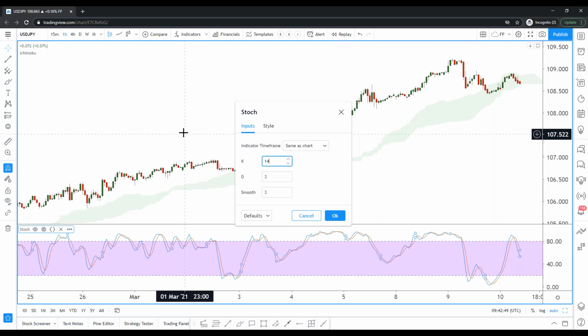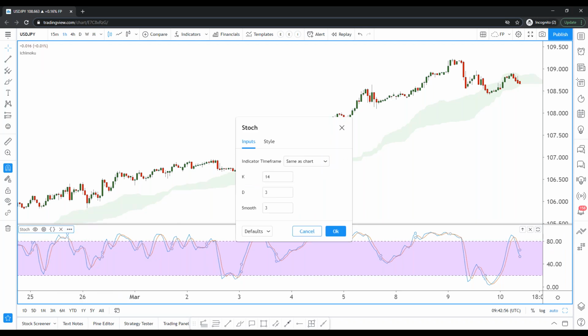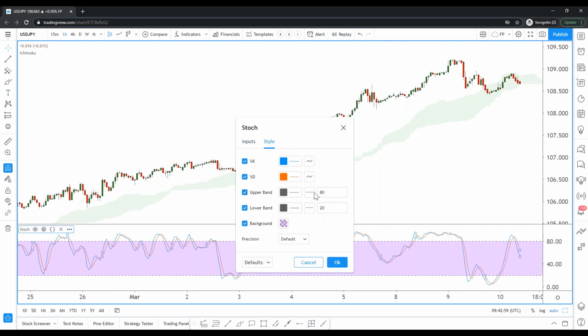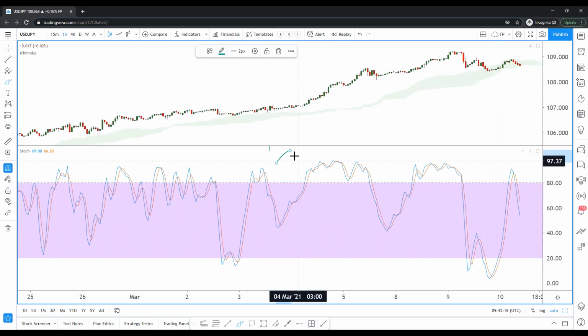Okay, so the more important point right now that we want to look at is the overbought and oversold region. So when you load this chart, this upper band, the default setting is 80, and the lower band default setting is 20. So what this means is that when price is above 80, in the upper region over here, this is what we will consider to be overbought.